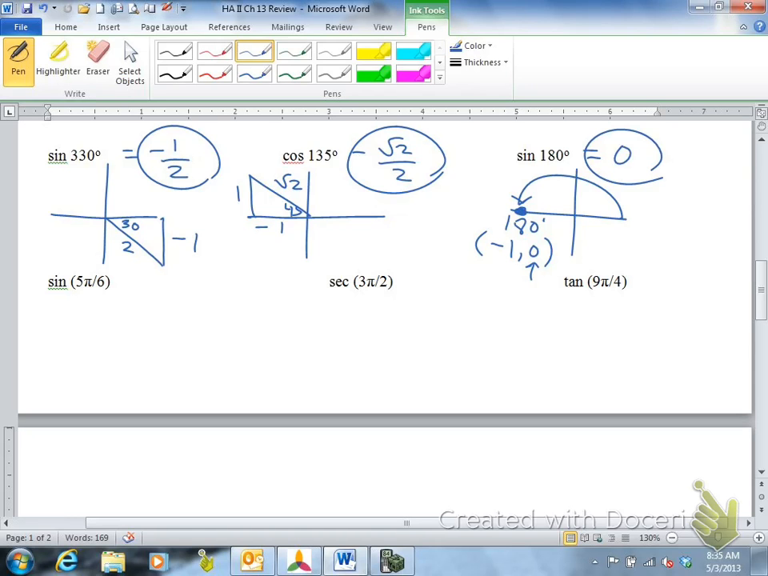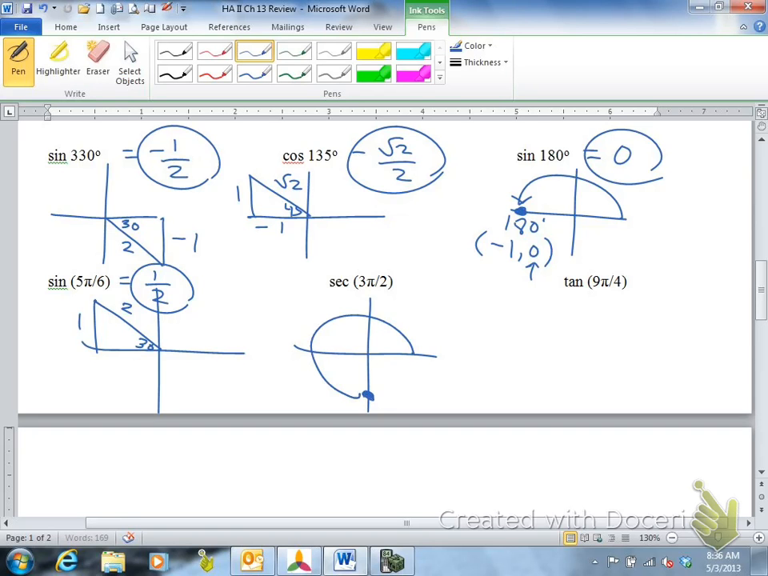5 pi over 6, you could change it to degrees if you want, but it's going to be in the second quadrant with a 30, so that would be 1/2. If you changed it, I guess it would be 150 degrees. 3 pi over 2 is a quadrantal angle, and you have what ordered pair? 0, negative 1.